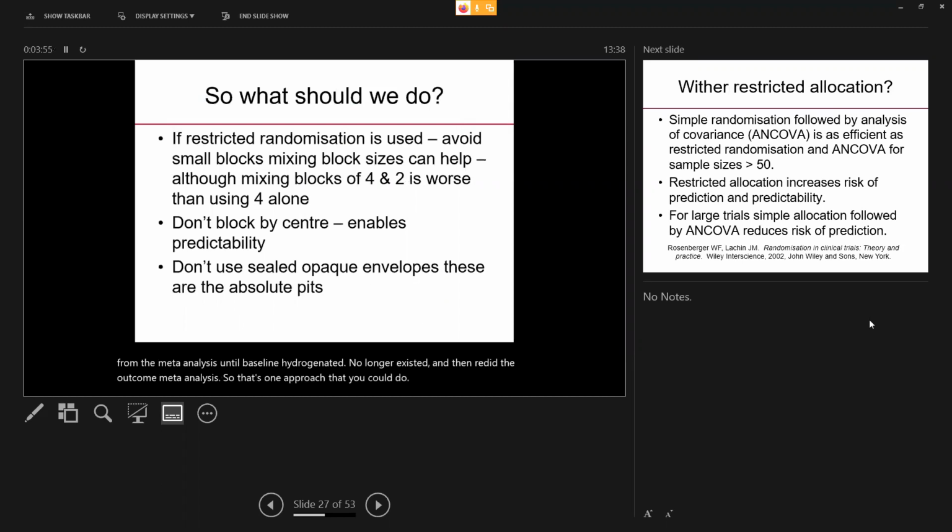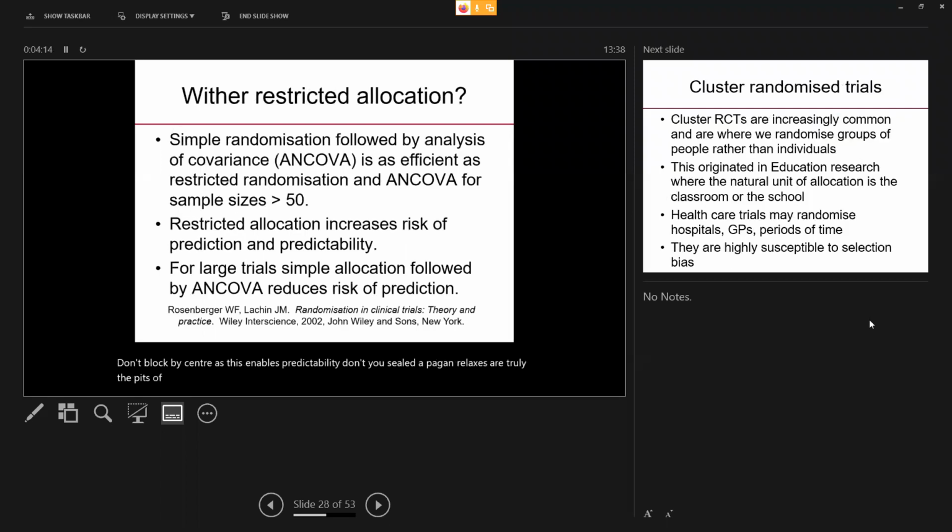So what should we do? If restricted randomization is used, we should avoid using small blocks. Mixing block sizes can help, though mixing blocks of 4 and 2 is worse than 4 alone. Don't block by center, as this enables predictability. Don't use sealed opaque envelopes. These are truly the pits of actual trial research.